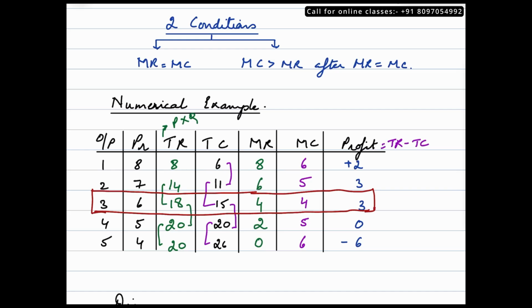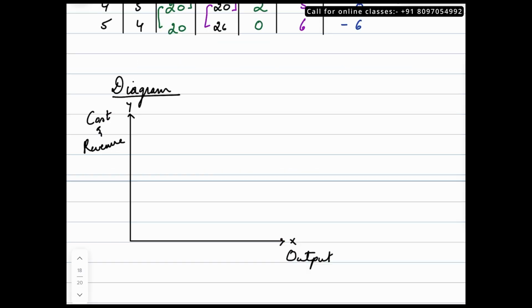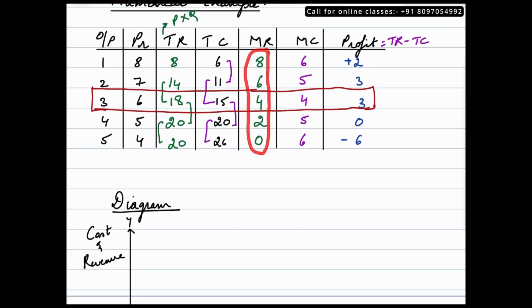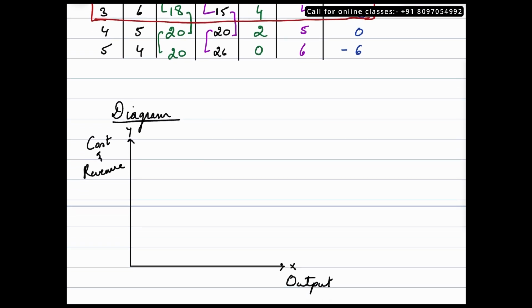Let's get back to the diagrammatic representation. So when we talk about the diagrammatic representation, I would not be sticking to the numbers that we've just explored above. It'll be a generic diagram. So let's take a look at how MC and MR figures look like. So MR constantly falls, so it should be a downward sloping curve. Let's plot that down. So let us say this is the MR curve and MC curve.